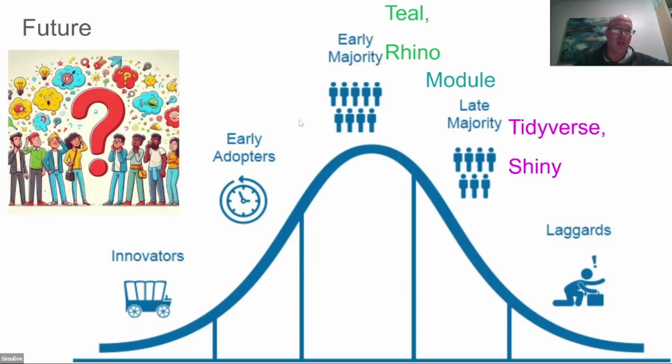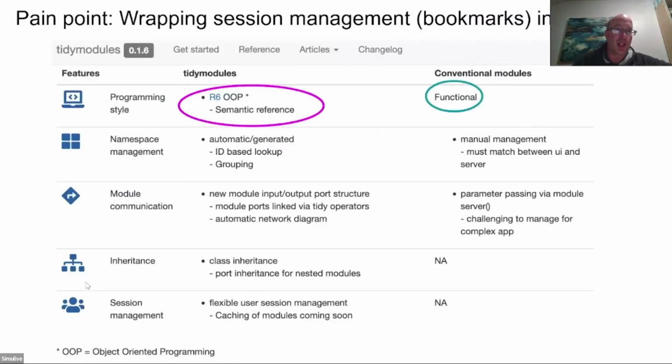Let's say everybody already used Teal, Rhino, Module, Tidyverse, but we still have another new pain point. So this refers to the future. How are we going to solve that? So here's an example. My pain point was wrapping session management, bookmarks, in a module. I was trying the conventional modules, which is functional, and I had some difficulties, maybe because this is towards the end of the scope of the functional framework.